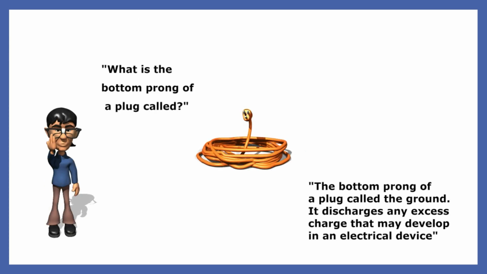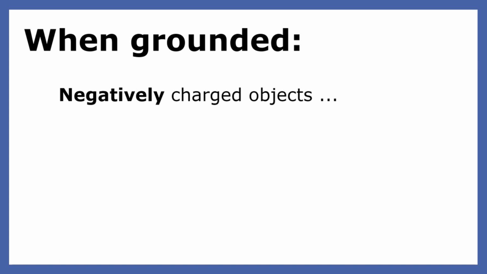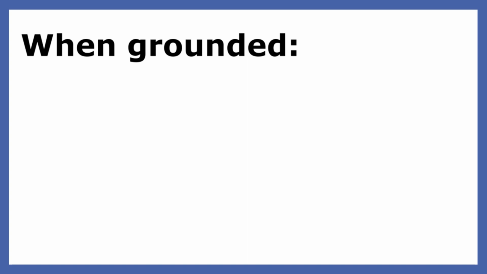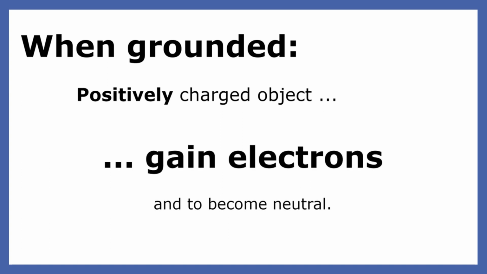The bottom prong in some electrical plugs functions as a ground. Should the device you are using malfunction, the excess charge will pass through the wire, through the ground, and into the ground. When grounded, negatively charged objects lose electrons and become neutral. When grounded, positively charged objects gain electrons to become neutral.